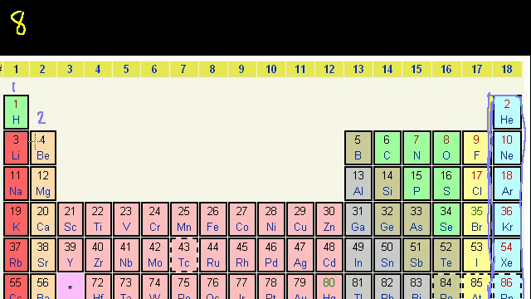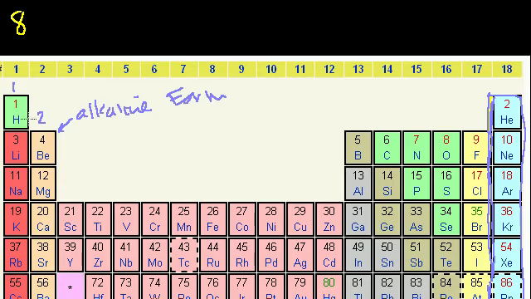This column right here is called the alkaline earth metals. So this is alkaline earth. These all have two electrons in their outermost shell.